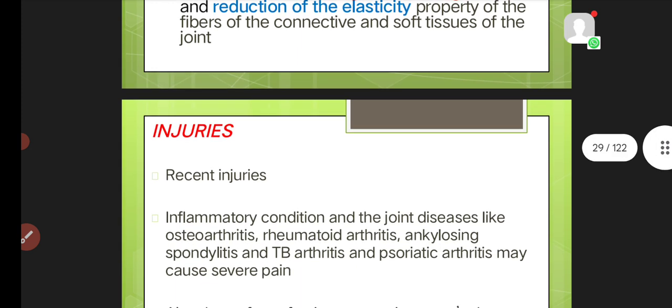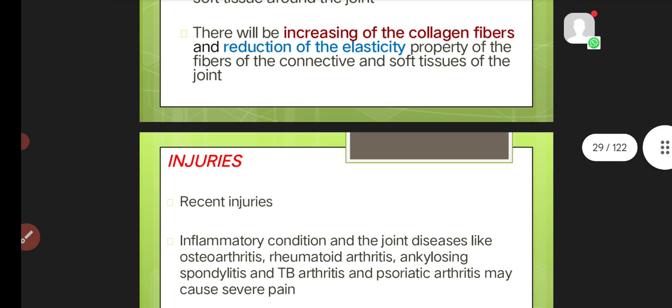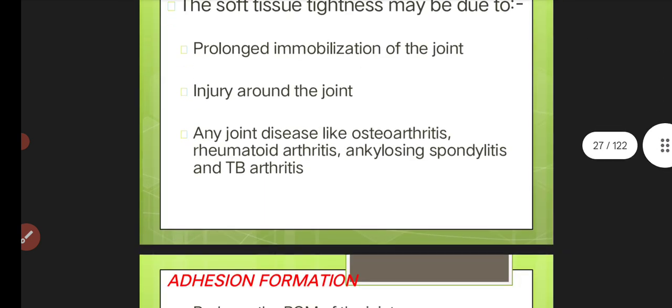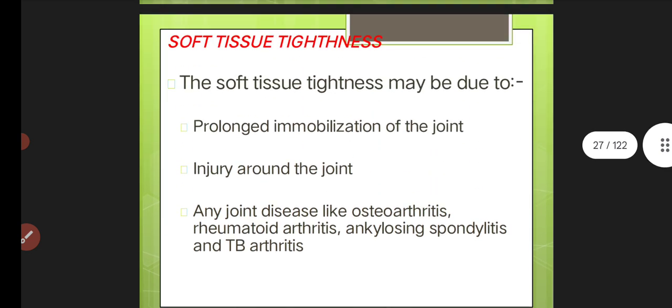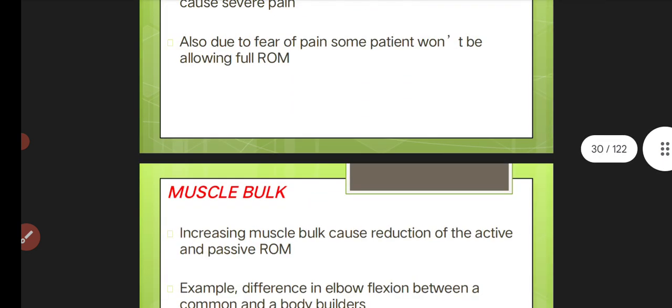And number three will be injuries. Factors affecting joint range of motion: injury, recent injury, inflammatory conditions such as osteoarthritis, rheumatoid arthritis, ankylosing spondylitis. In these cases, the joint range of motion decreases. Okay.